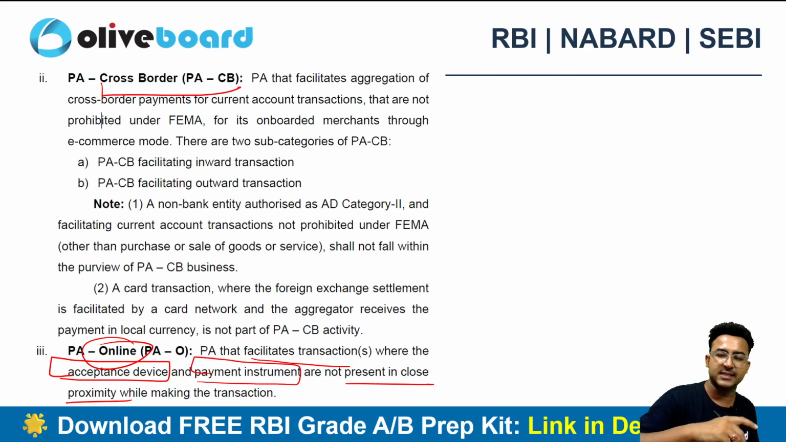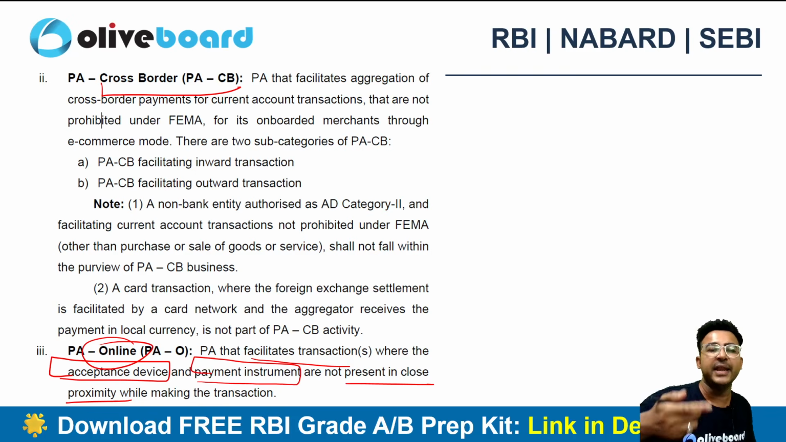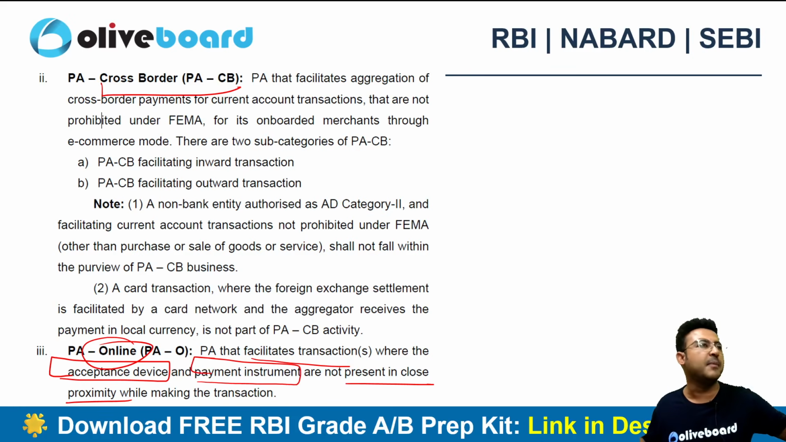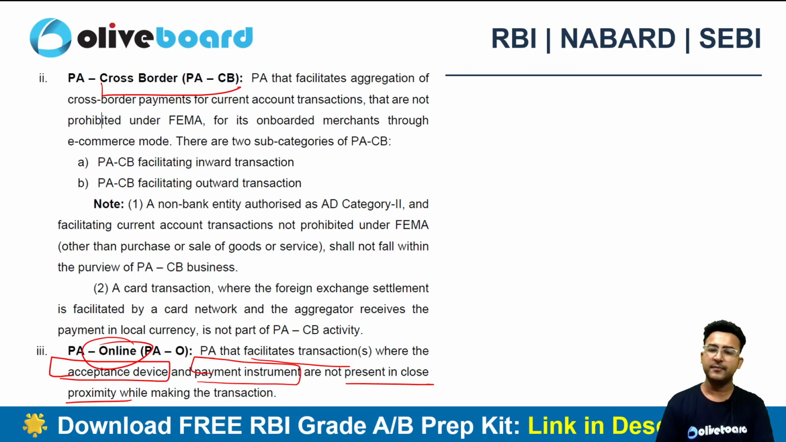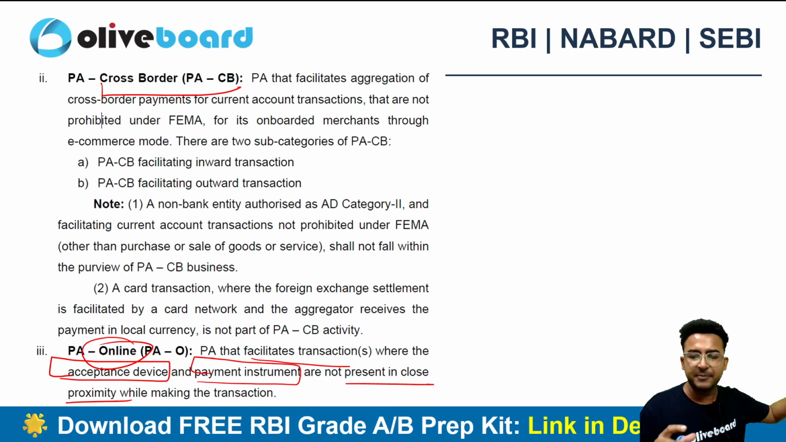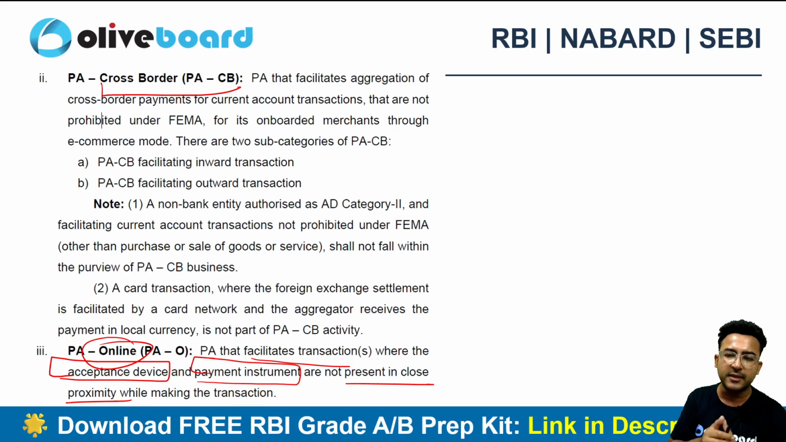Again, in both the cases, I'm paying the money through credit card. However, in the first case, my payment instrument was in close proximity. And now because I'm paying online, I'm just at my home and I'm making a payment to someone who is sitting in Mumbai or Delhi or anywhere in the world. That's called PA online, because my payment instrument, my credit card, and the actual acceptance device are not at all in close proximity. That's a payment aggregator online.